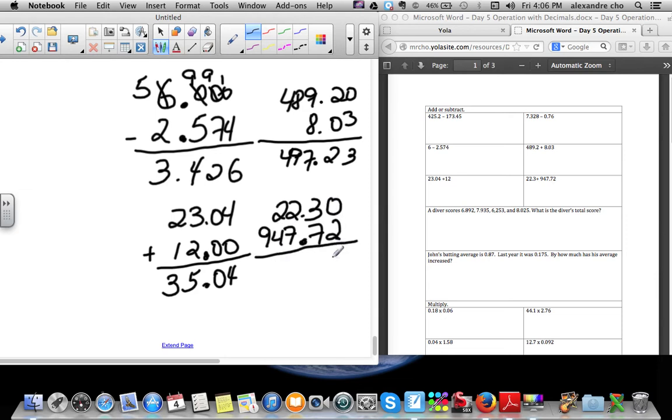Let's add a decimal here again. 2, 10, and it's going to be a 10 again, that's 7, and a 9, 907.02. Okay.